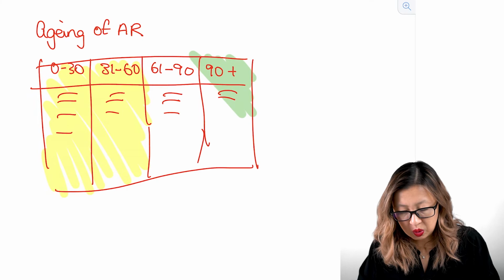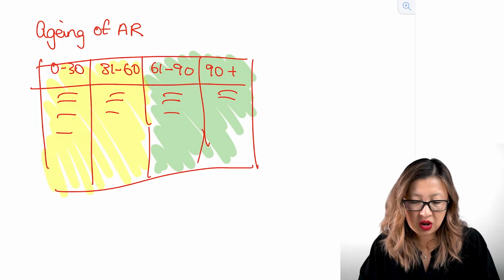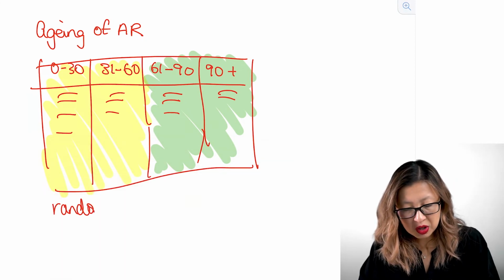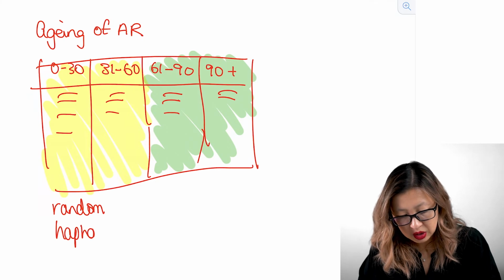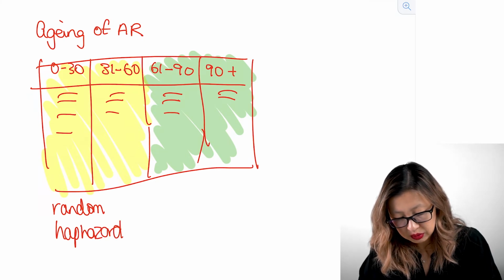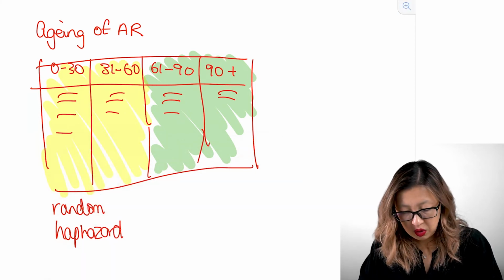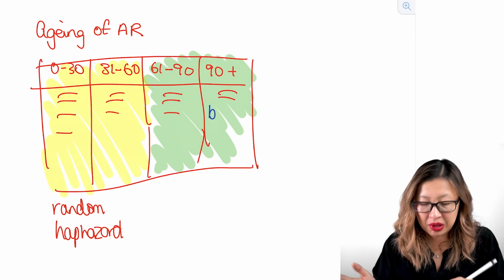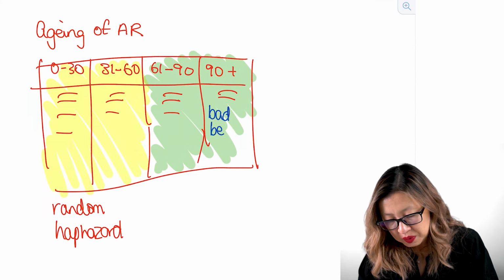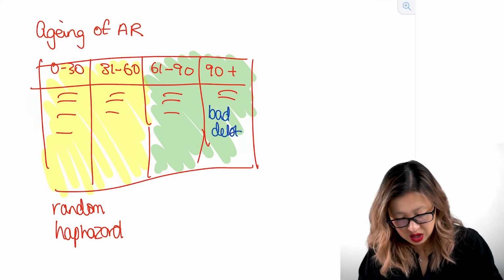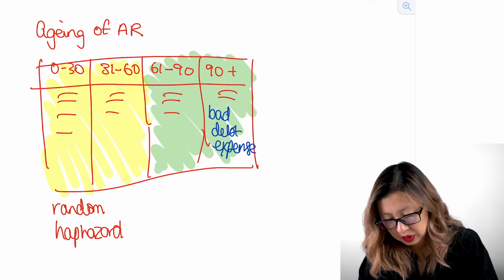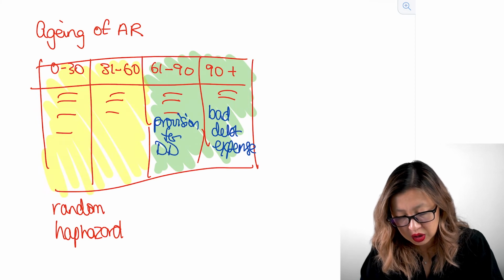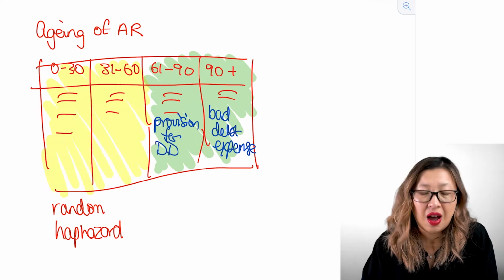What I'm going to do with the other ones, 60 to 90, 90 plus, is this is where I'm looking for bad debts. All right, so whereas before here I might randomly or haphazardly select samples, what I'm going to do when it comes to accounts receivable in that 61 to 90 and 90 plus is that I'm going to be looking at these as potential bad debt expense. All right, and these ones potentially might need to go into the provision for doubtful debts. DD there is doubtful debts.